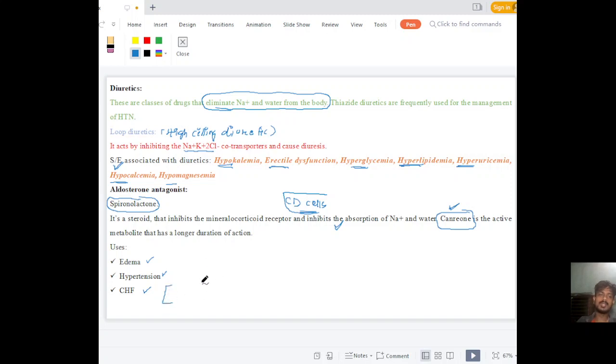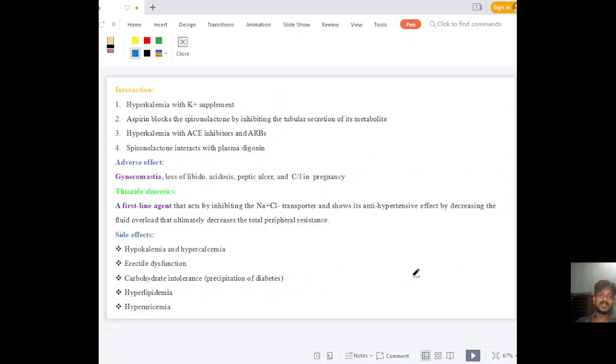One point I have to add here is that it reduces mortality rate in congestive heart failure patients. It is very important. You can get a question from here. Then if we talk about its drug interactions: hyperkalemia with potassium supplements; aspirin blocks the spironolactone activity by inhibiting its tubular secretion; hyperkalemia with ACE inhibitors and angiotensin receptor blockers; and it interacts with plasma digoxin level.